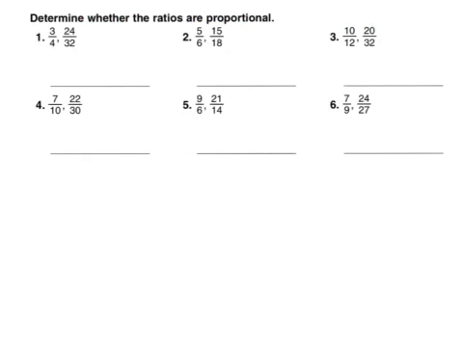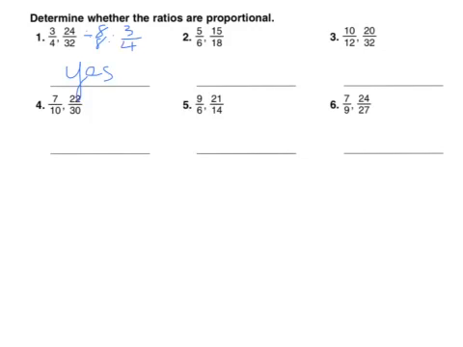Let's try a couple now on our own. So we've got 3/4 and 24 over 32. Well, 3/4 cannot simplify anymore, so I'm going to leave that just alone. Here, I'm going to go ahead and simplify 24 over 32. So I'm going to end up dividing both of them by 8. And 24 divided by 8 is 3, and 32 divided by 8 is 4. So yes, this is a proportion.